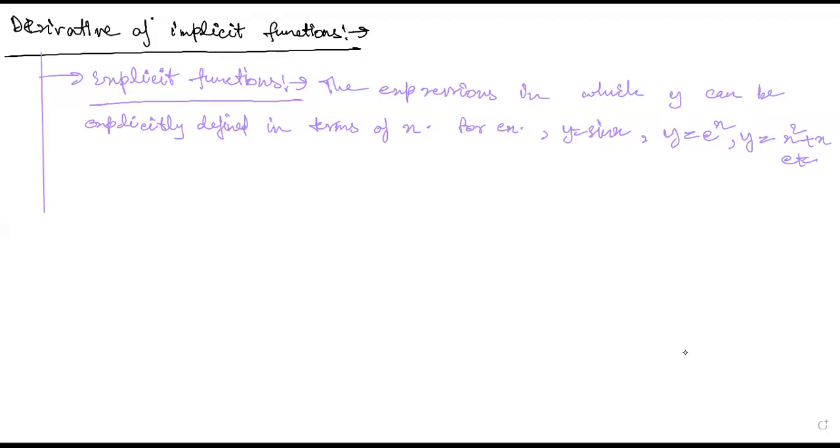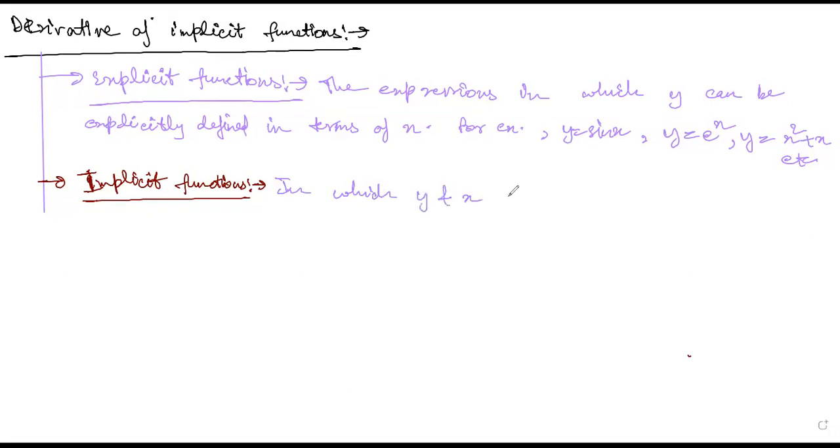But on the other hand, we also have the second kind of functions, which are known as implicit functions. Now, first of all, what functions are implicit functions? All the functions or all the expressions in which you cannot divide y and x separately. You cannot separate y and x. Now I'll show you some examples, in which y and x cannot be separated.